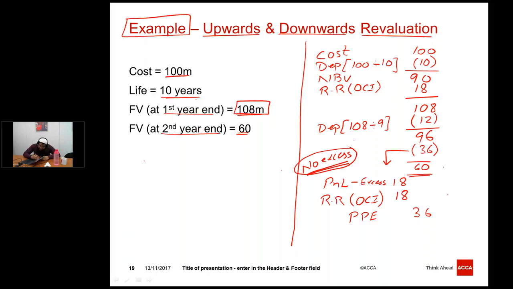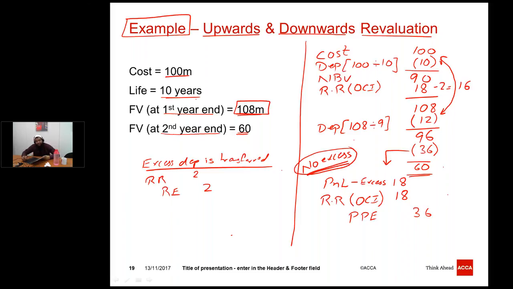And if the excess depreciation is transferred, in that case, the revaluation reserve would have been debited and the retained earnings would have been credited by the amount of excess depreciation, which was 2. Before revaluation, the asset was being depreciated by 10, and after revaluation, by 12. So the excess depreciation is 2. Once the amount of 2 has been transferred, the remaining amount would become 16.